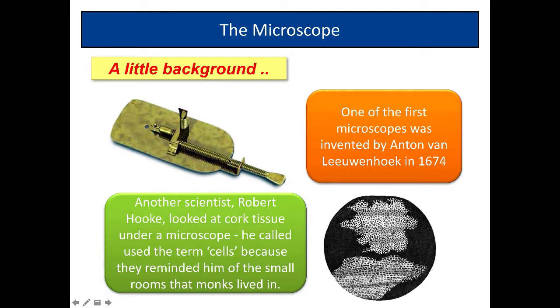Very basic design, and it was utilised by many scientists, including some guy called Robert Hooke. Now Robert Hooke looked at cork tissue under a microscope. Here we can see cork cells. This is his actual drawing here of cork cells under a microscope. He used the term cells to describe what he saw because it reminded him of the small rooms that monks lived in. I never knew that. That's why they're called cells.